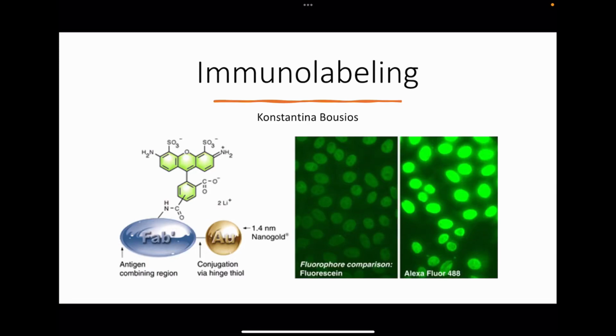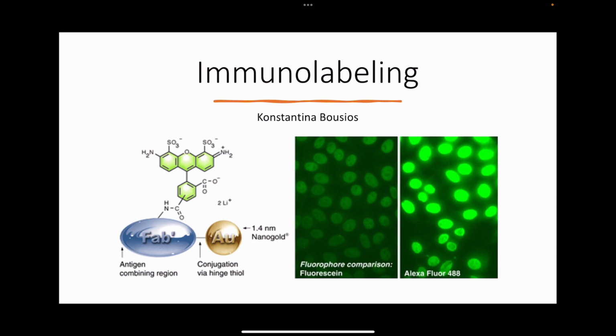Today's lecture, we'll talk about immunolabeling, and this is a commonly used laboratory technique that allows for the visualization of antigens within a tissue sample. These practices are commonly used to identify different cancers and diseases, as well as allow medical professionals to appropriately plan treatments for their patients.